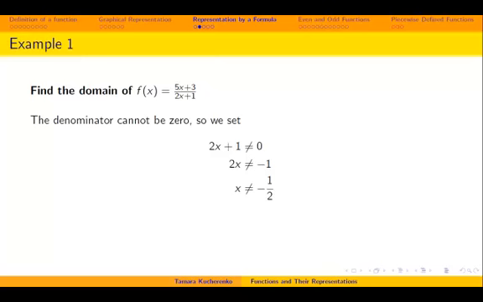We write it in interval notation. The domain is the interval from negative infinity to negative 1/2, union the interval from negative 1/2 to infinity. Parentheses here indicate that we do not include the endpoint negative 1/2 in the domain.